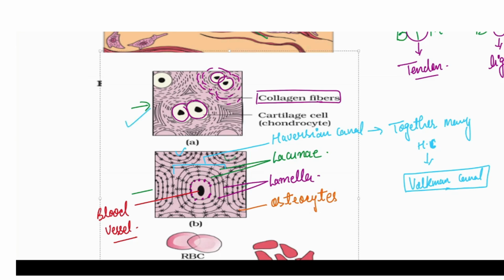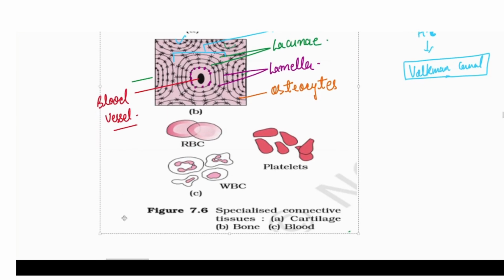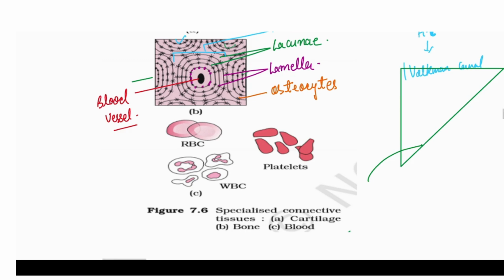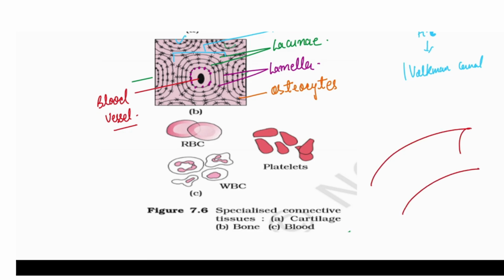Now let us see the next important term that we will study deeply in body fluids and circulation, about the blood. Blood is what we know in the blood vessel. Suppose this is a blood vessel. In the blood vessel we have the plasma, in which our formed elements are floating.